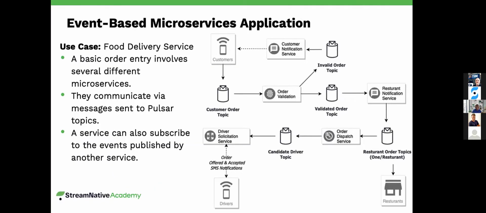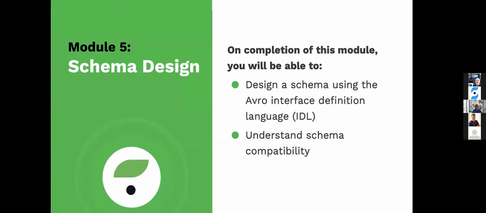So let's backtrack a little bit here. The order validation service, for example, has to know what the food order looks like. We need to know what an address looks like. We need to know what the payment information looks like, and all that is communicated via schemas. And Giannis is going to show how we use the Avro interface definition language to define these schemas, and then a little bit about schema compatibility and when you need to make changes, if it's a breaking change or not to the existing services.